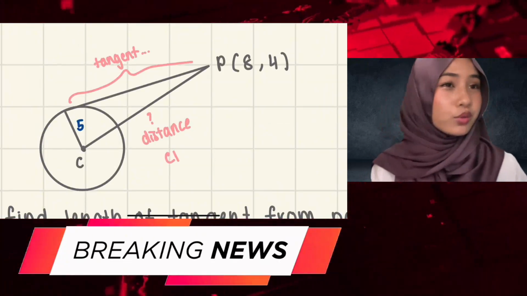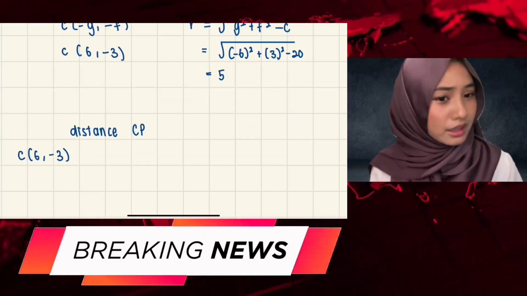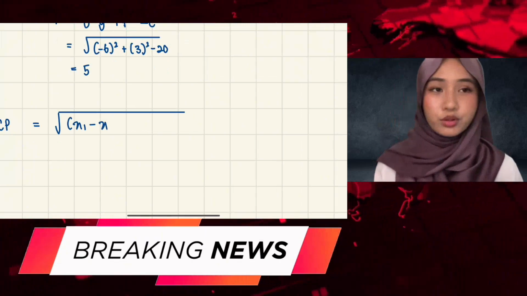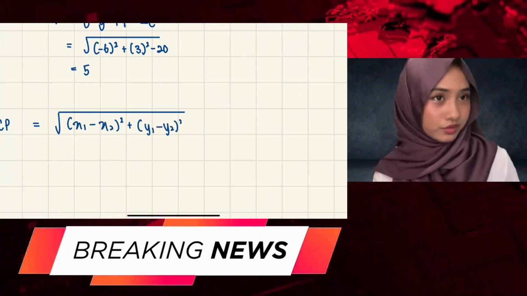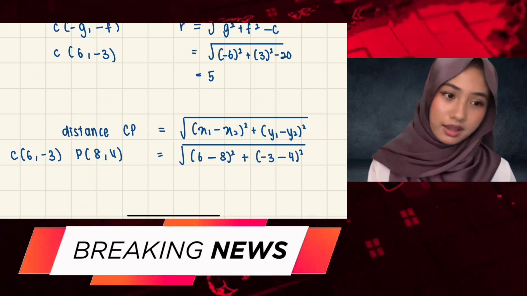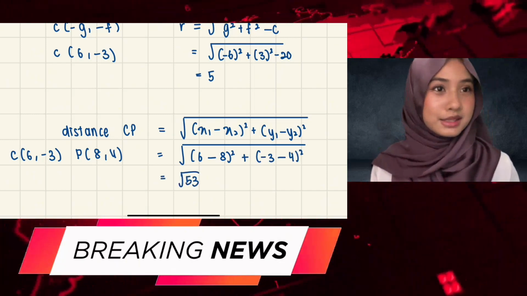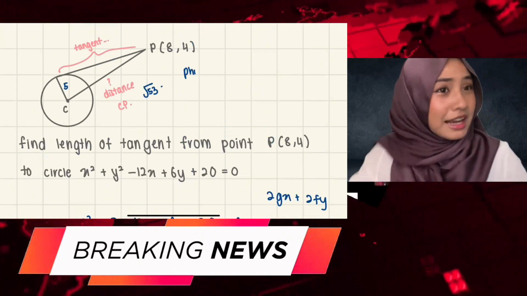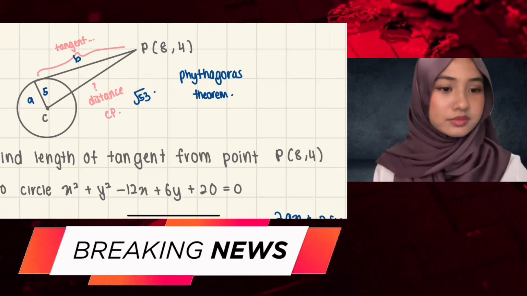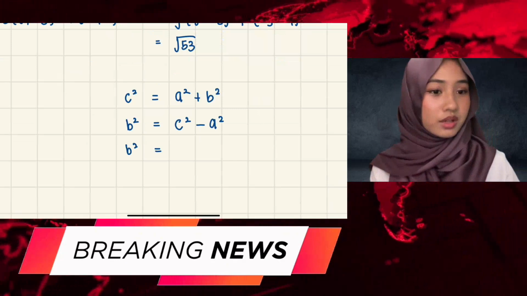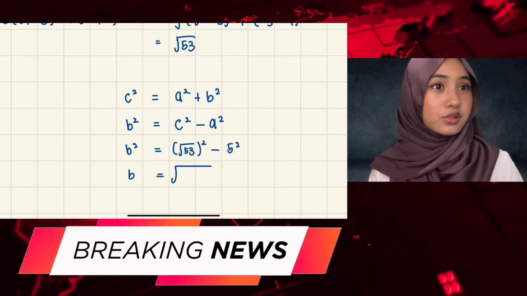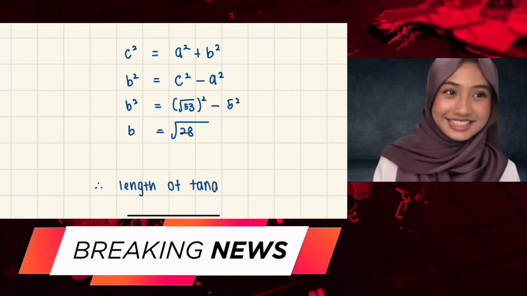So we got the radius, but we don't have the tangent, but we do have the points of C and P, so look for the distance. So substitute the center point and point P into the formula of distance. So you will get the distance, which is √55. By using Pythagoras theorem, we get to find the tangent line. So just substitute into d² = c² − 2² and get √28, which is the length of the tangent.